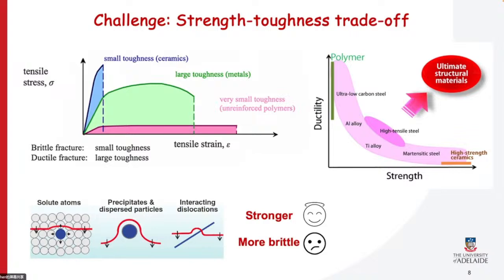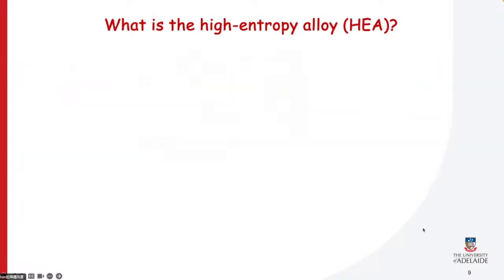So our research aims to overcome this strength-ductility trade-off, developing material with enhanced mechanical property through metastability engineering. The coatings that I have been working on are high-entropy alloy coatings. You may have heard of high-entropy alloys. They are a rapidly emerging class of alloys that are quite different from conventional alloys.